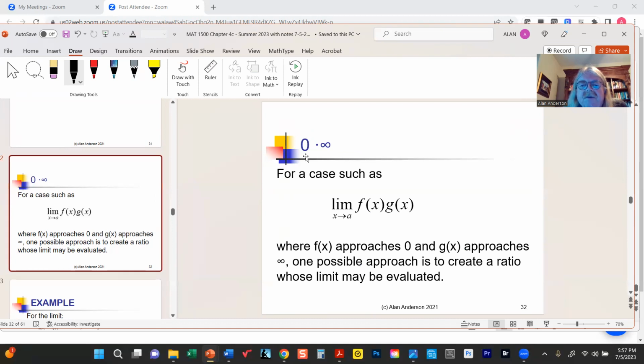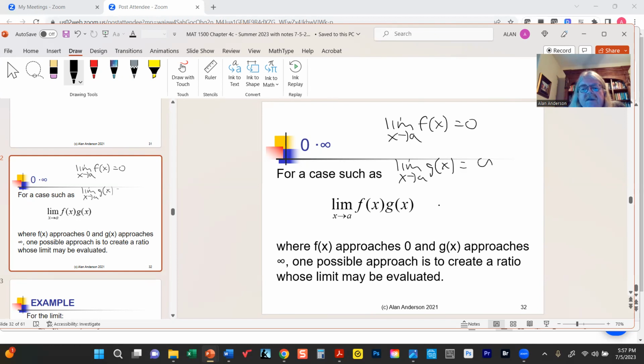Here's a good example: 0 times infinity. We have the limit as x goes to a of f of x times g of x. Suppose it turns out that the limit as x approaches a of f of x is 0, and for g of x, that would be infinity. Well, that's going to give us this case. Not what we're looking for. We can't evaluate directly, and we also can't use L'Hopital's rule.